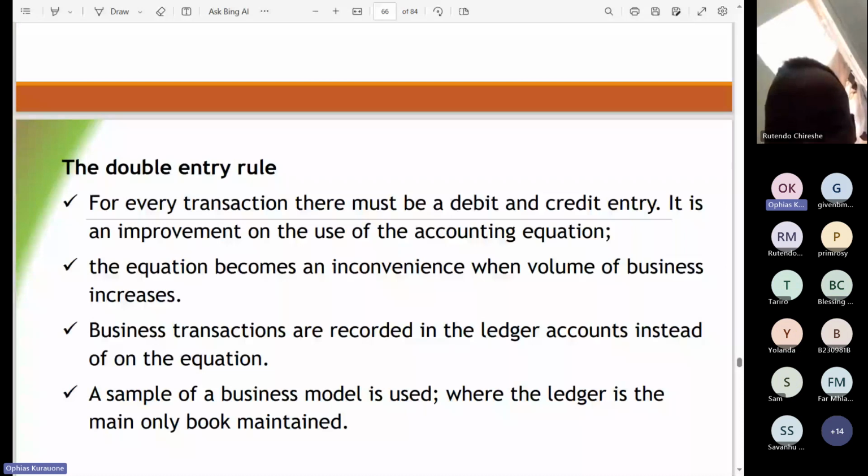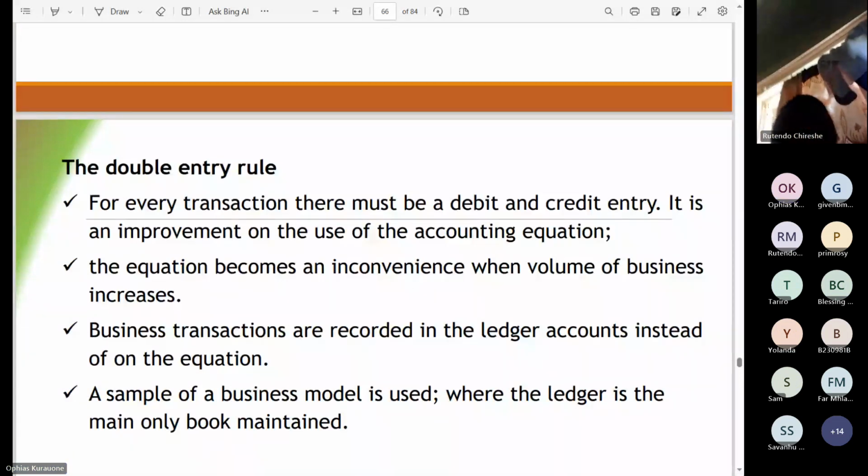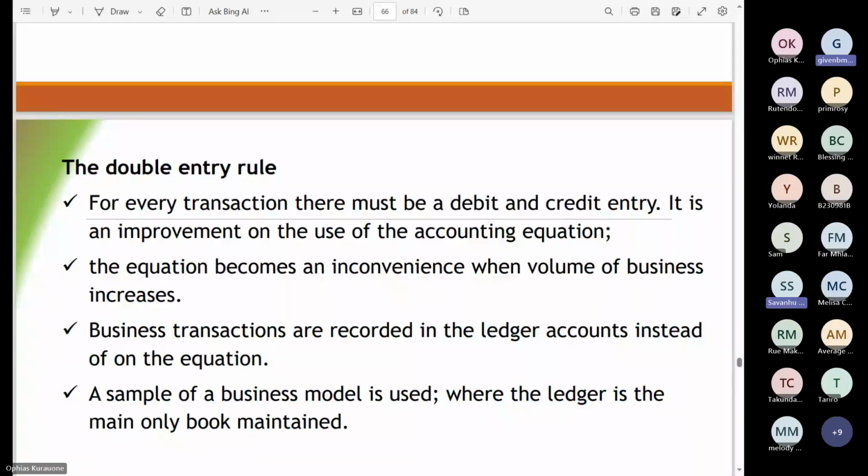Who can read these rules for us? For every transaction, there must be a debit and a credit entry. It is an improvement on the use of the accounting equation.